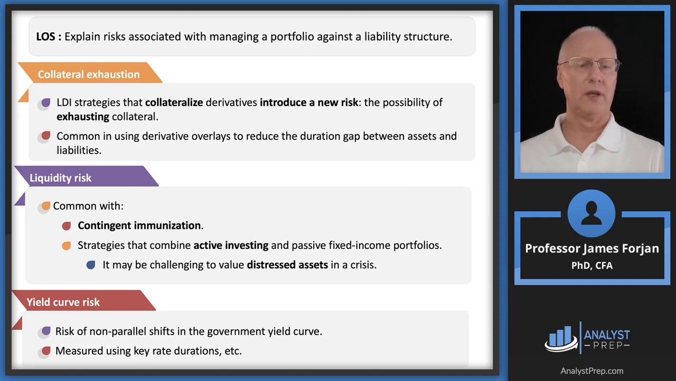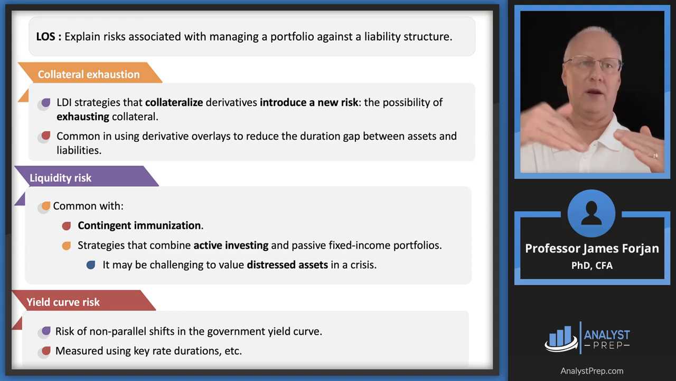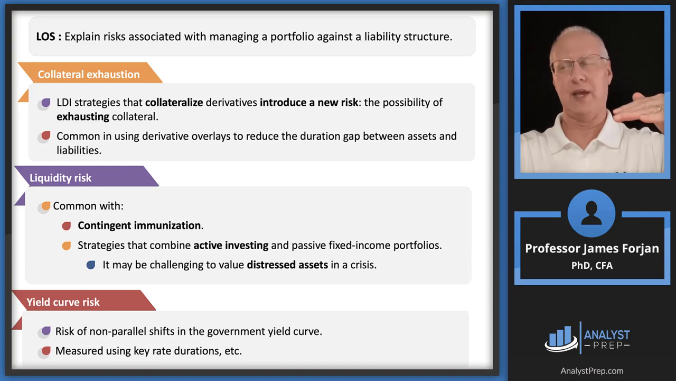Liquidity risk, we did talk about that. Contingent immunization, that should be super obvious. Yield curve risk, this was that structural stuff that we were talking about. So we have these non-parallel shifts in the yield curve. Maybe they go like this, or maybe they twist, right? Maybe lower yields increase and longer yields decrease. So you have non-parallel shifts.